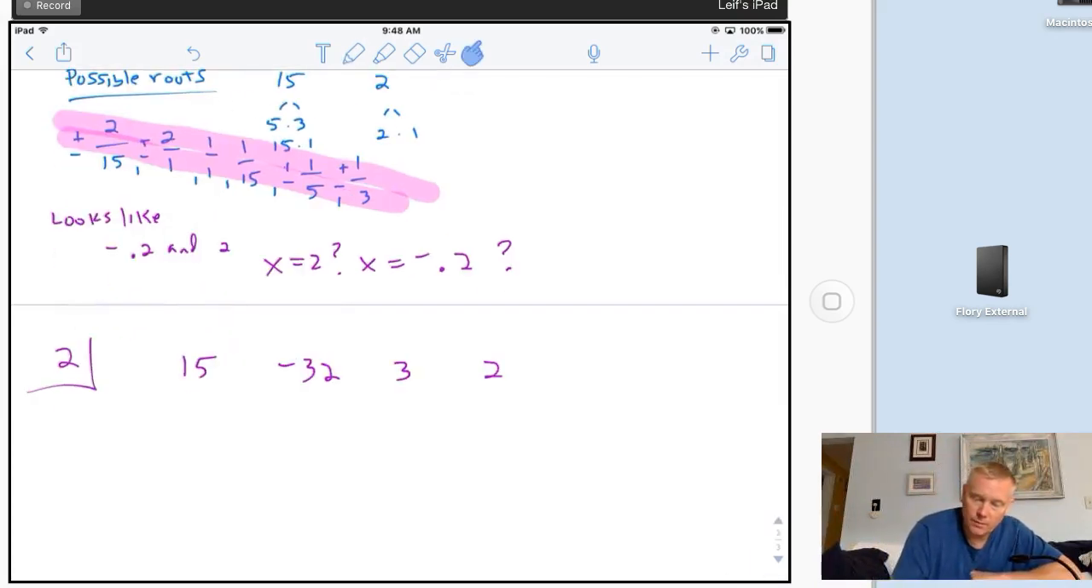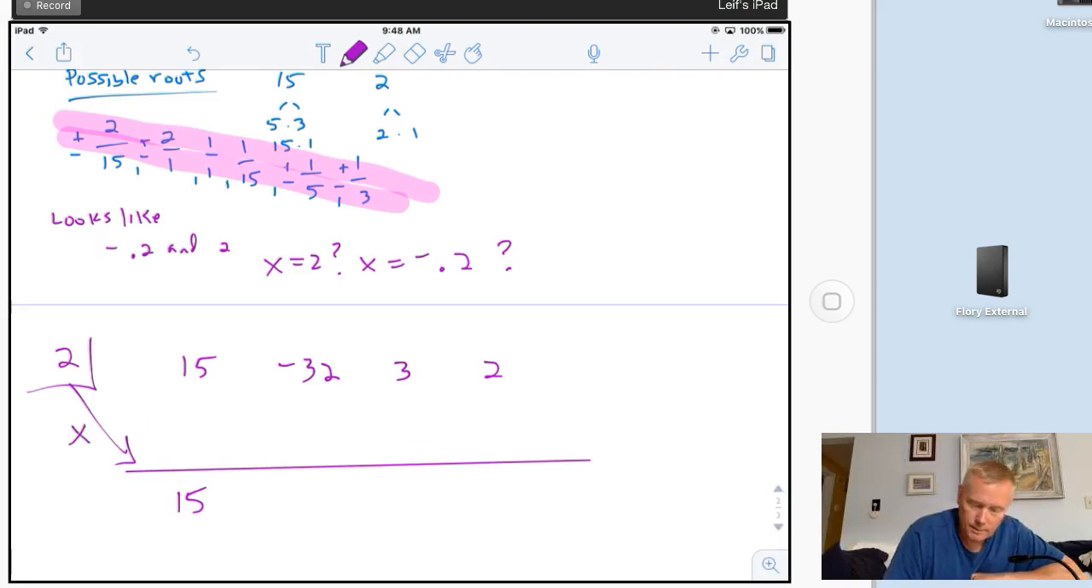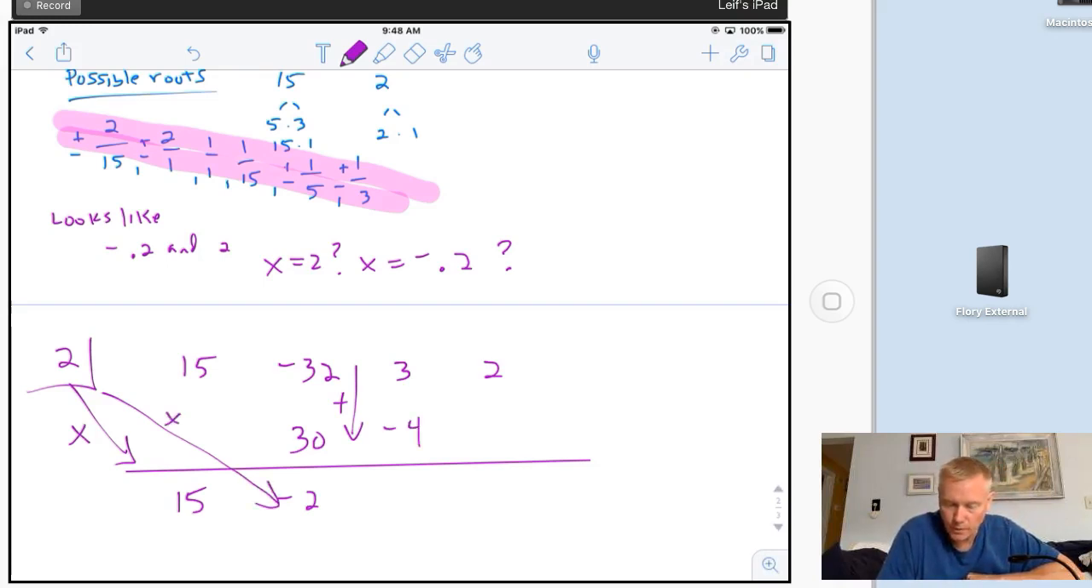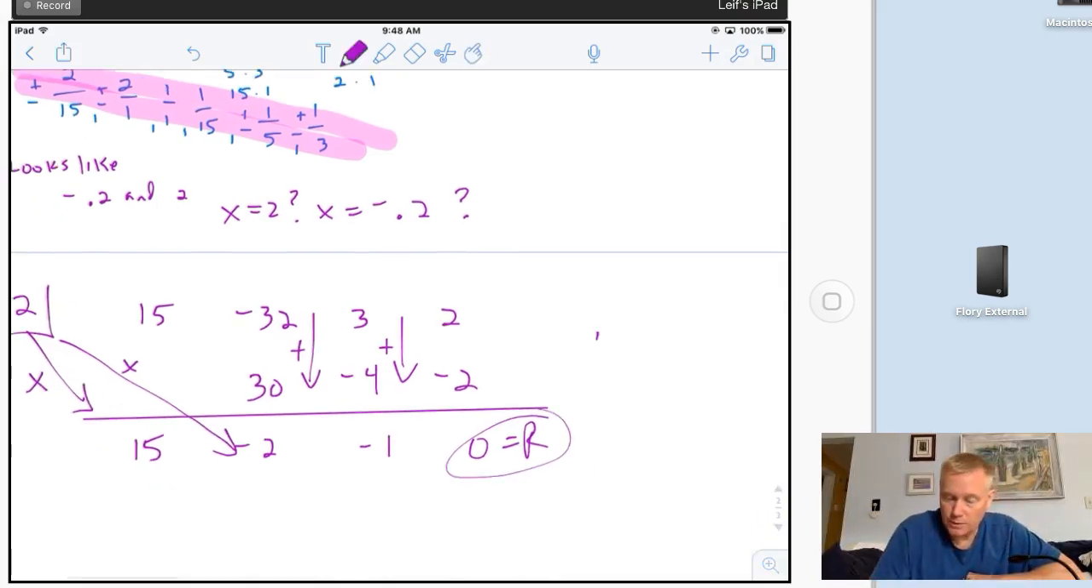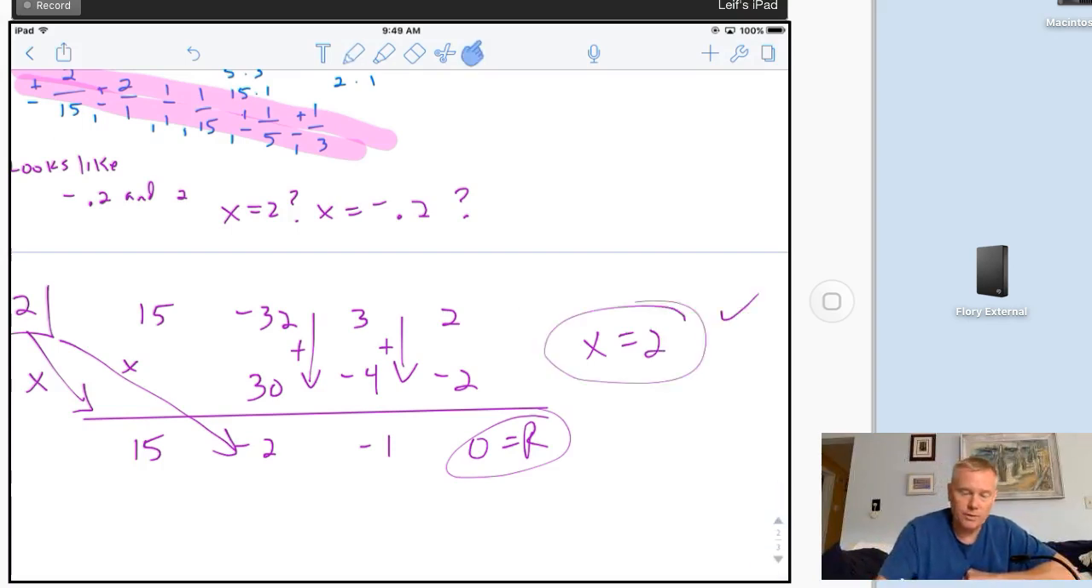All right, so back to this where I can now draw a line, bring down the 15, multiply. 2 times 15 is 30, and then you add straight down, and I get -2, and then you multiply again. 2 times -2 is -4, then you add straight down again, you get -1. 2 times -1 is -2. Ooh, that's nice, because I get a remainder of 0, which means it is a root. So x equals 2 is good, okay? So that's one of my rational roots.